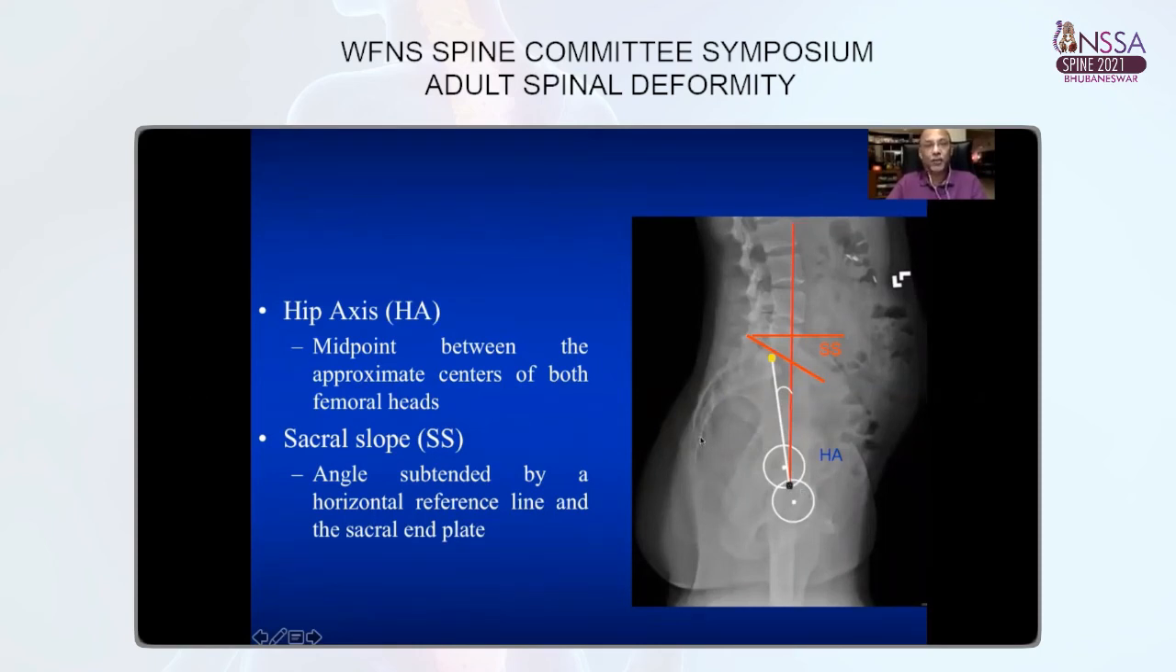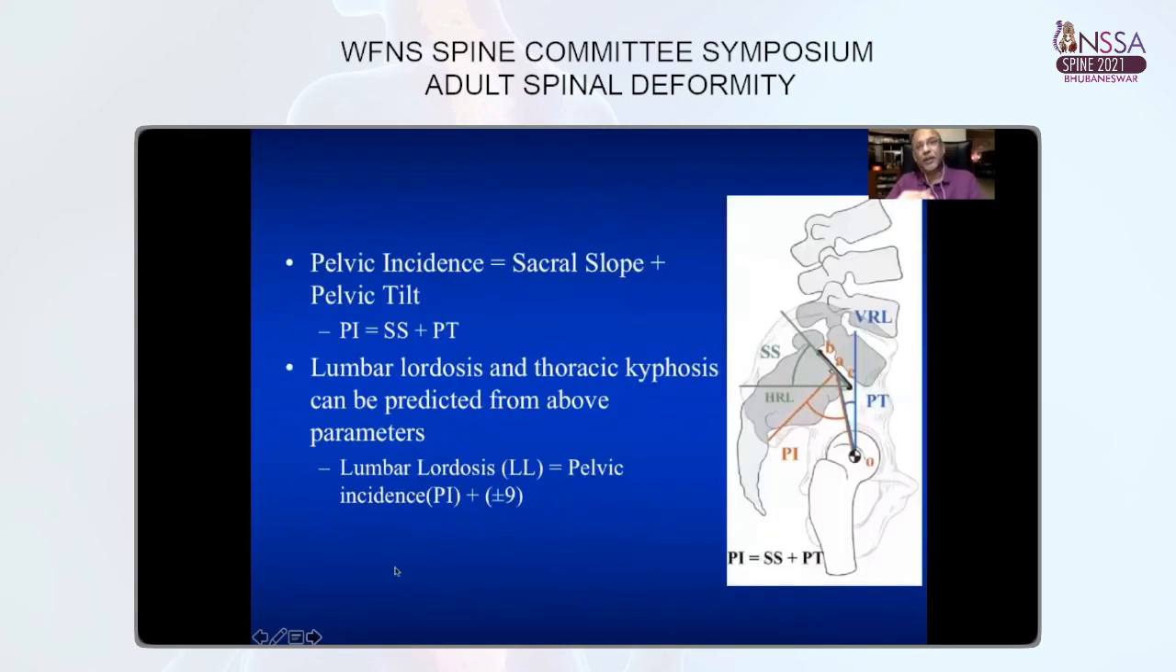And then the sacral slope. This is the angle between a sacral end plate line that goes across, and a horizontal reference line. The other thing to remember is that pelvic incidence is equal to sacral slope plus pelvic tilt. So you can nearly always calculate this. Lumbar lordosis and thoracic kyphosis can be predicted from the above parameters. Lumbar lordosis is equal to pelvic incidence plus or minus 9, and that's a general figure that you need to remember.